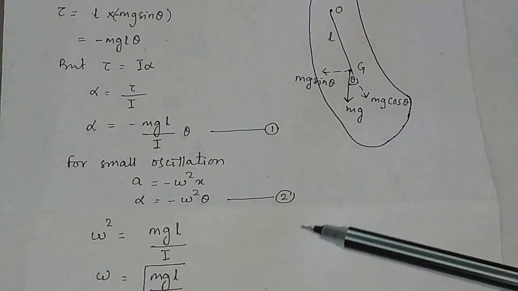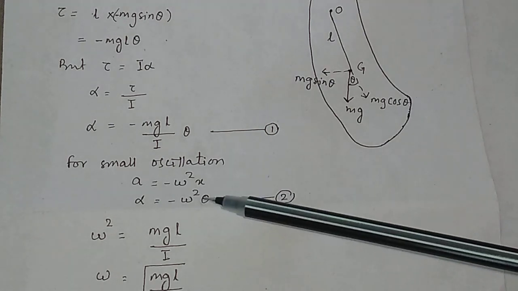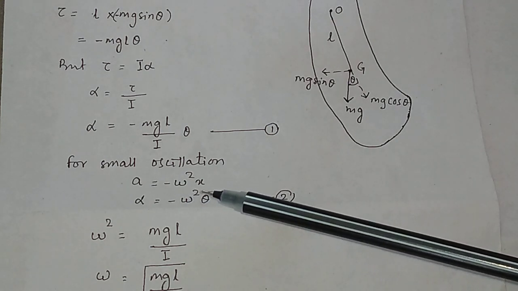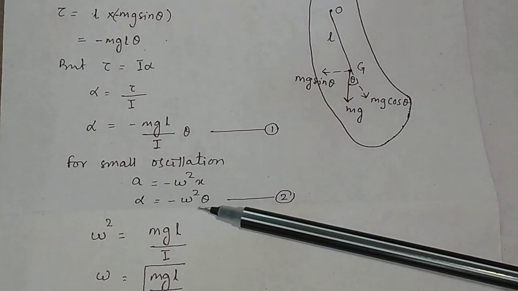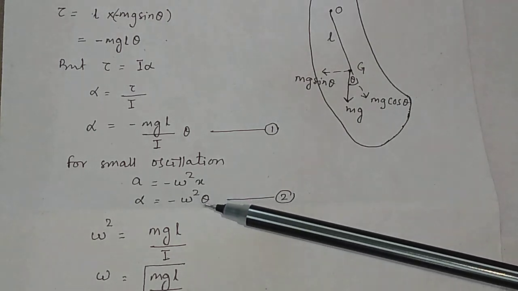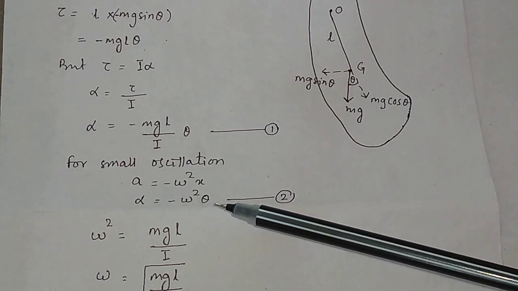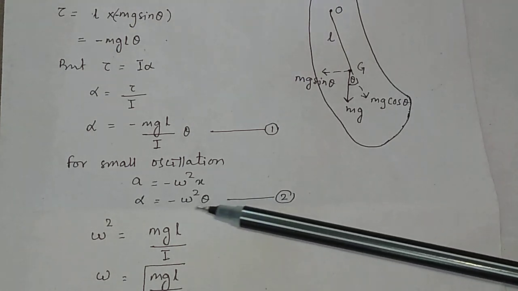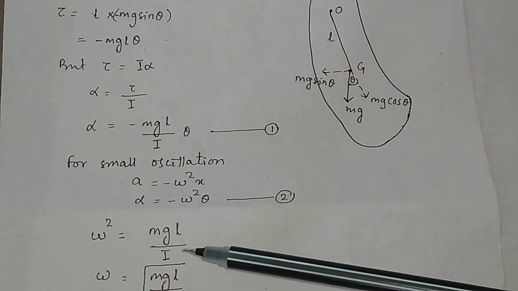And in case of simple pendulum, we have found out that for small oscillation, acceleration is proportional to the displacement, or acceleration is equal to minus omega square into displacement x. And in case of angular displacement, we can write a equal to alpha and x equal to theta. So alpha will be equal to minus omega square into theta. So from equation 1 and 2, you can write omega square will be equal to mgl divided by I.